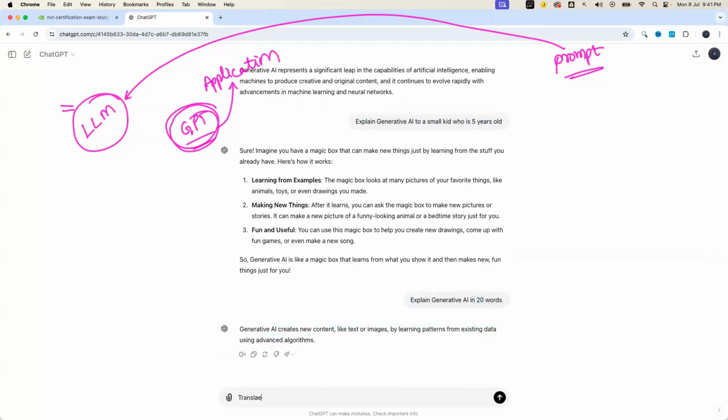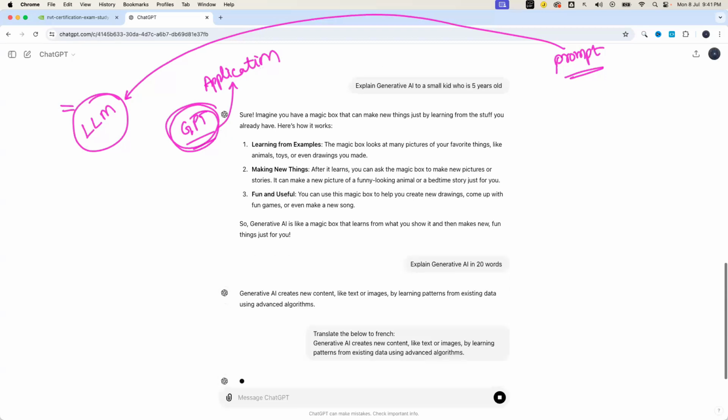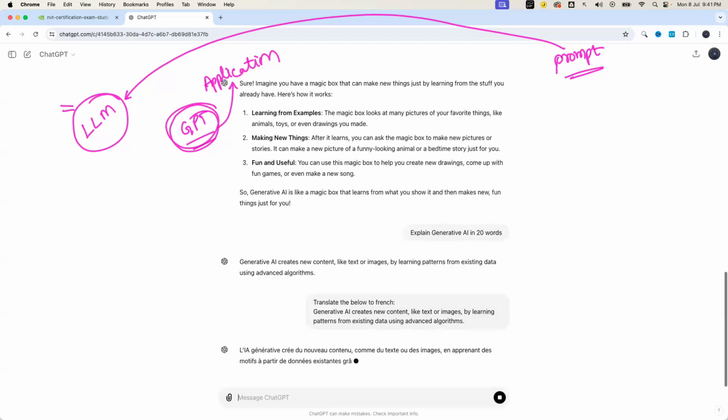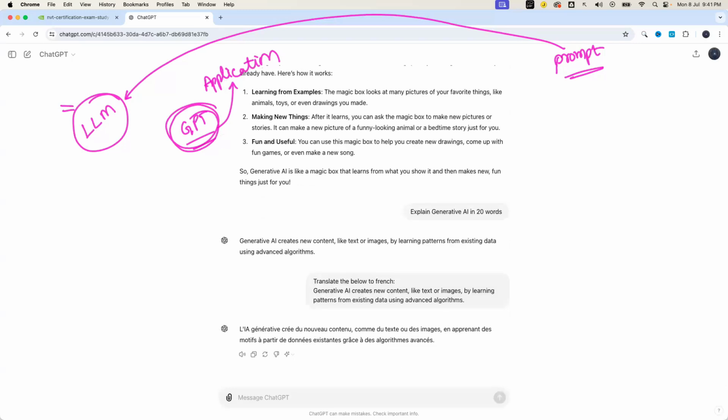For example, translate the below to French. So I can go ahead and provide commands, and based on the command or the instruction that we provide, the output of this large language model follows as per the commands that we specify. So the key observation that you need to know right now: the LLM is called a large language model. Now this is powering generative AI. ChatGPT is a generative AI application, which is powered by the large language model called the GPT family.